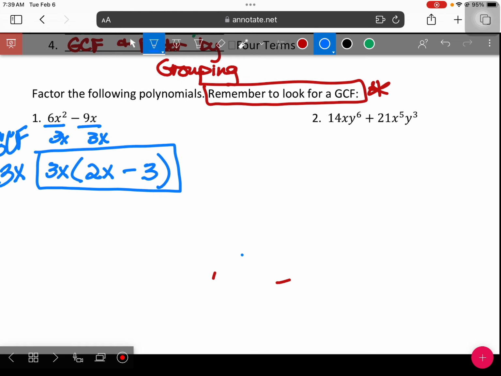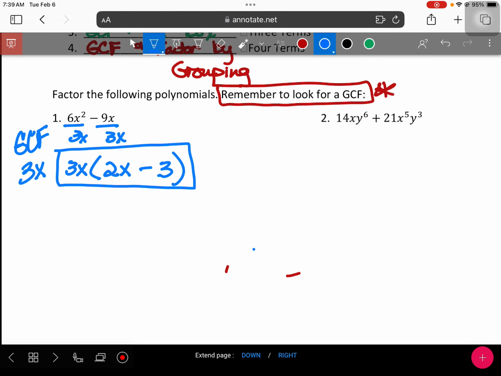Okay, let's go to number 2. 14xy to the 6th plus 21x to the 5th, y to the 3rd. What do I do first here? GCF. Garlic cheese fries. Yes, no, not garlic cheese fries. What is my greatest common factor here? How about for just 14 and 21? 7.